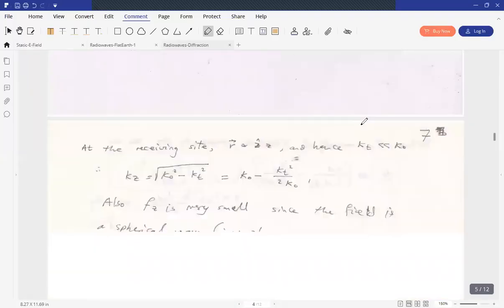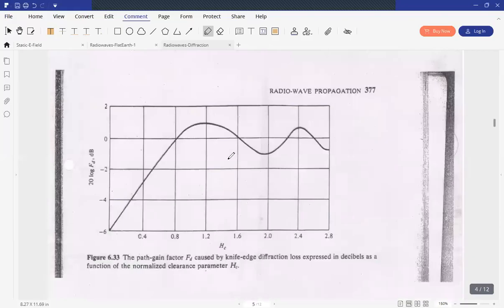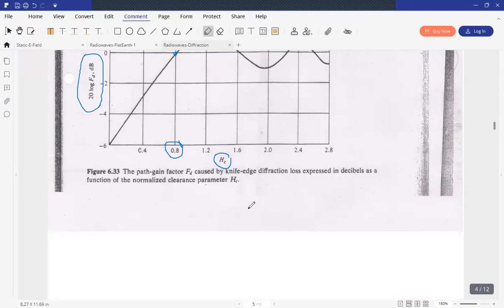FD is given by this graph. We use this graph because the result is another integral with no compact form. The graph is in terms of normalized HC, and here 20 log FD, because FD is in terms of electric field. When capital HC is greater than 0.8, the attenuation is small; it is 0 at 0.8. So usually we choose HC greater than 0.8 to find the clearance.